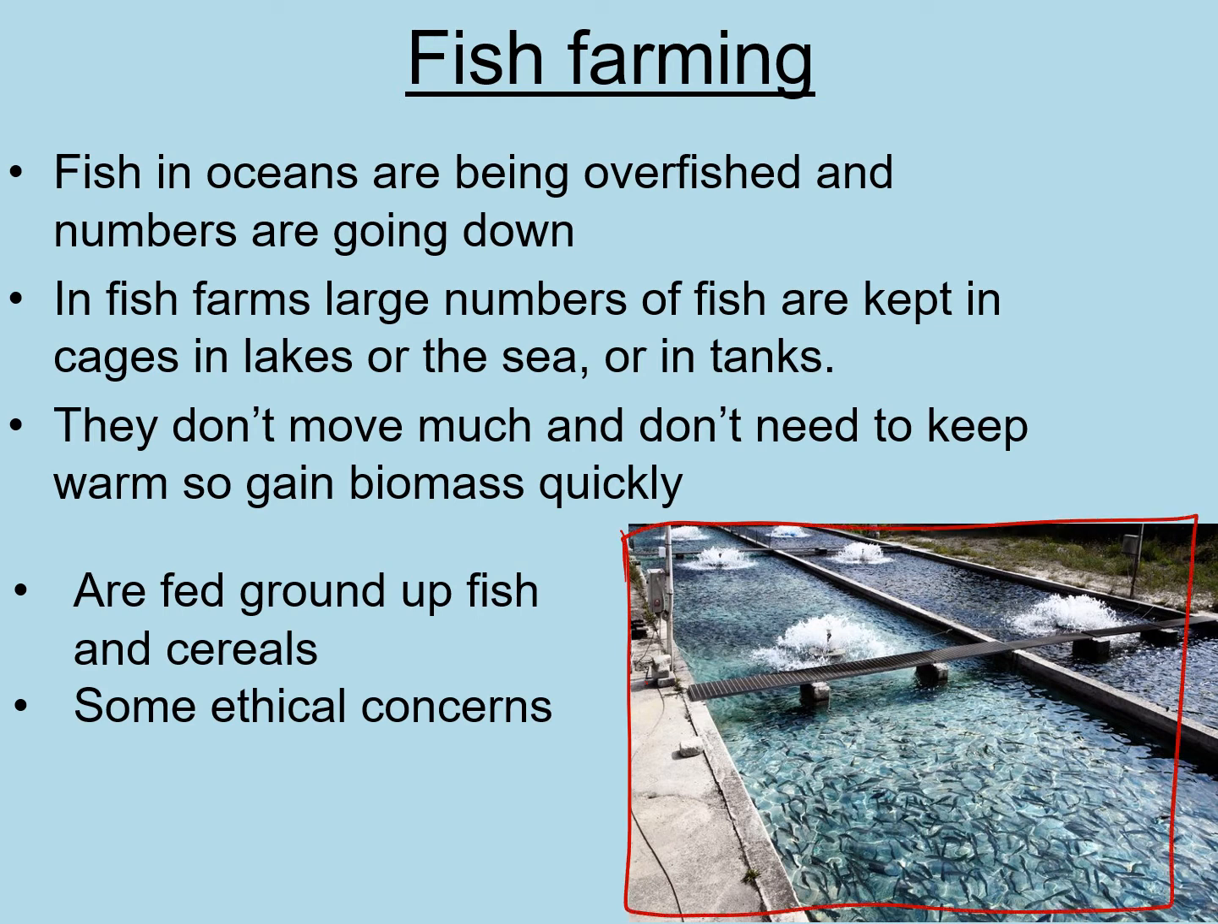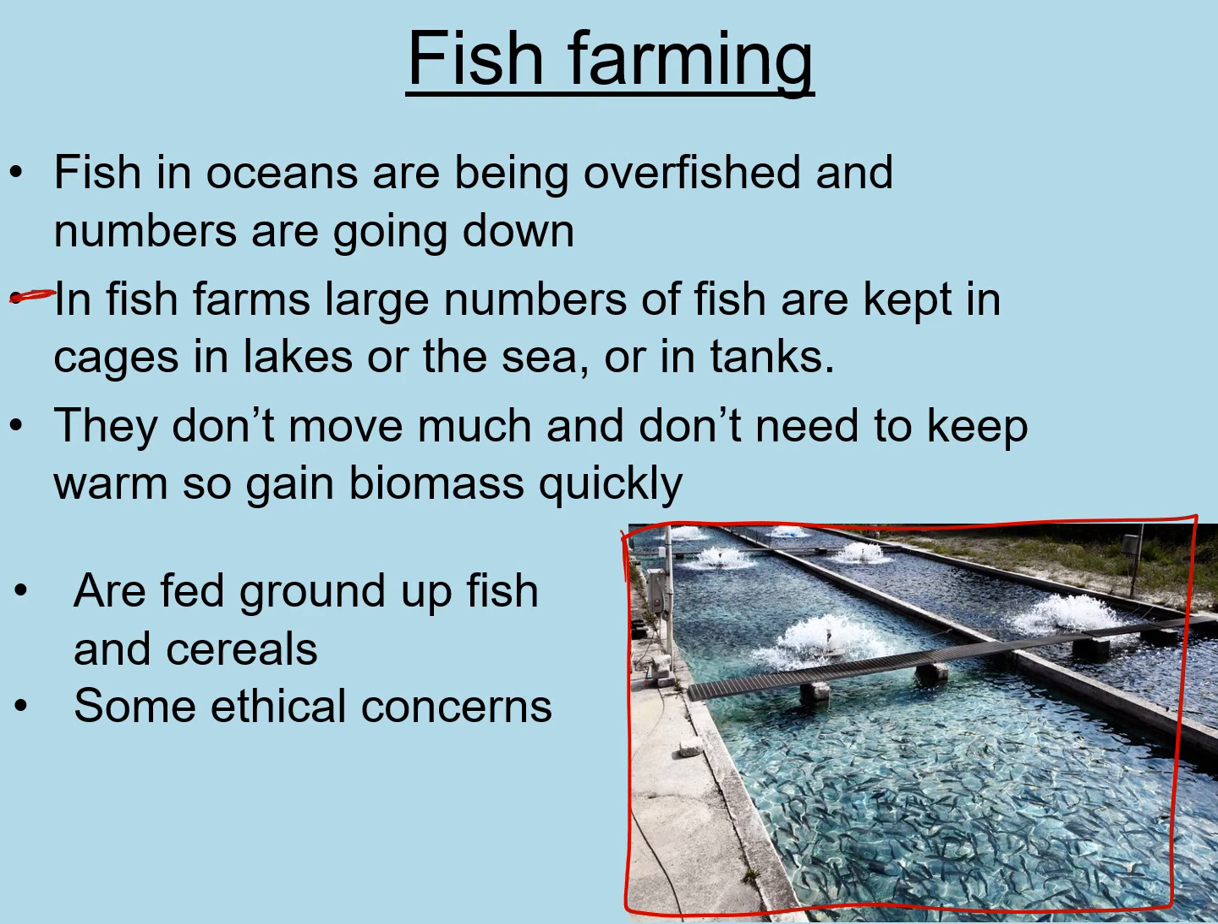And another way that fish are farmed is actually in the sea in cages. So they have these massive cages that are underwater but in the sea because they need that saline salt water to survive. So let's see what these bullet points are saying here. The fish in the oceans are being overfished and numbers are going down. That's leading to extinction of some species of fish. A lot of species are at risk or endangered.